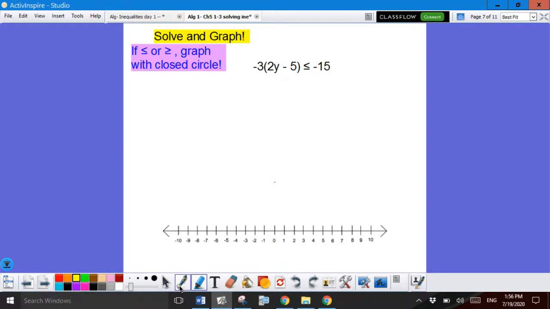All right, now let's see if we can do this one. And this is one of them that's going to have that negative show up. So take a minute, see if you can solve this one. Remember, when you multiply or divide by a negative, the sign flips. So this is going to be one where the sign flips.